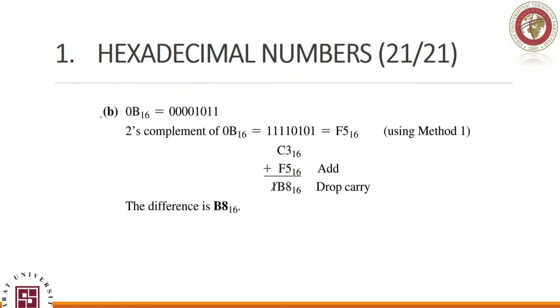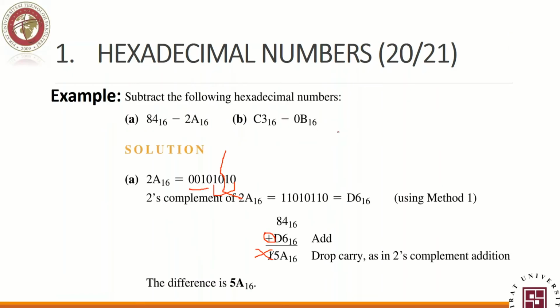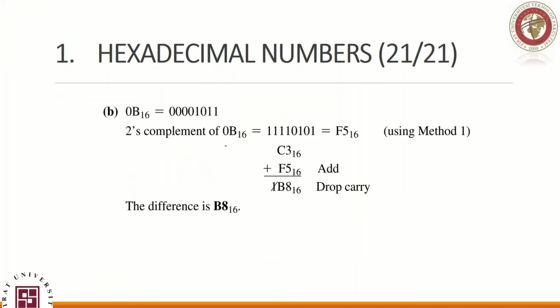Now what we need to do is, initially we need to convert the subtrahend to 2's complement. Now this is the subtrahend. 0B. 0 is all zeros, 4 zeros. B is represented by 11. So 11 is 8 plus 2 plus 1. So 8, that's 1. 0, 1, 1. Okay. Then we convert this 2's complement back again to hexadecimal. This is all zeros, so that's 0.